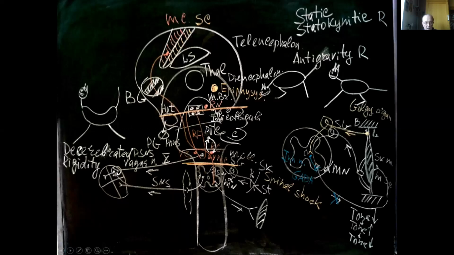What is the word intramural? Mura, in the Latin language, is the wall in English. That's why they are located in the wall of the viscera, in the heart, in the stomach, and so on. These are the very short postganglionic nerve fibers.